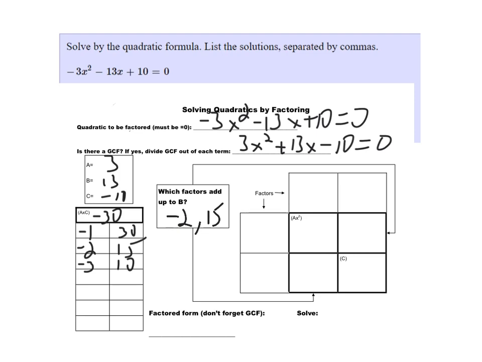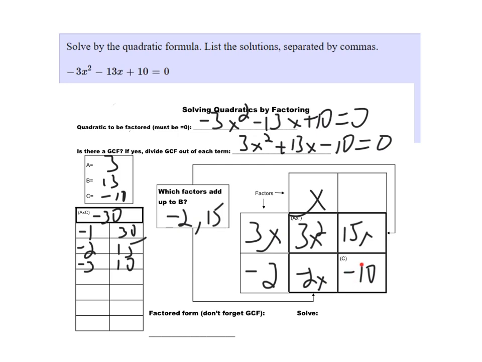Now we're going to substitute our values into our box here: 3x squared and negative 10. And then we'll stick the negative 2x here and the 15x here. And let's see, what can I factor out? I can factor out a negative 2 here. Remember, if this first thing is negative, we want to make the thing we're taking out negative. So negative 2. And up here, we can factor out a 3x. Going this way, I can only take out an x. And going this way, I can take out a 5x.